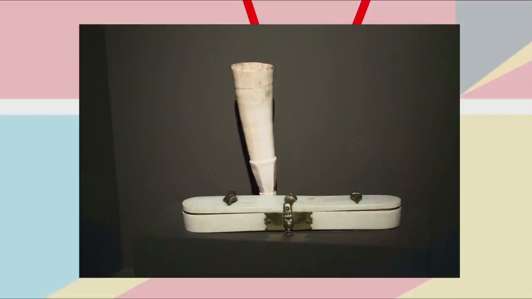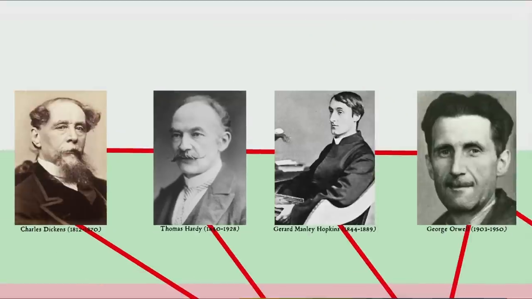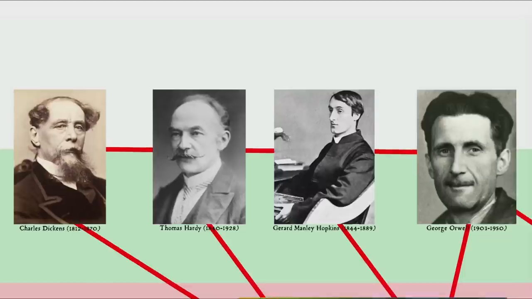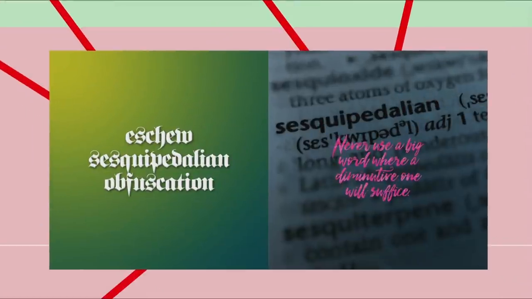Nevertheless, such foreign vocabulary kept pouring into English, while many writers, such as Charles Dickens, Thomas Hardy, Gerard Manley Hopkins, and George Orwell, continued to champion the use of so-called pure vocabulary from the language's Germanic roots. Of course, the converse can be true as well, with those who see their education as a marker of their superiority, using what they see as fancier or more elegant Latinate vocabulary in preference over so-called simpler vocabulary.